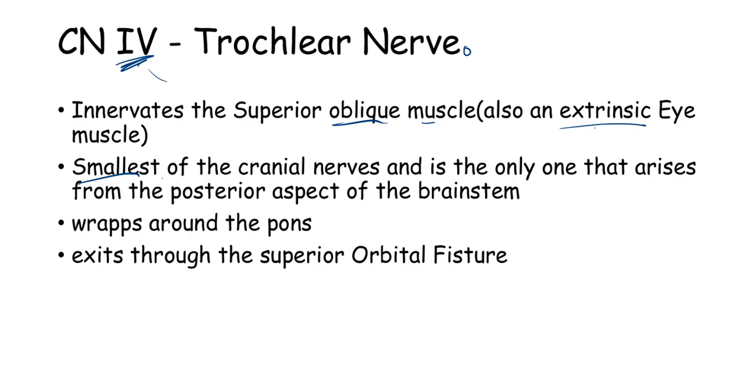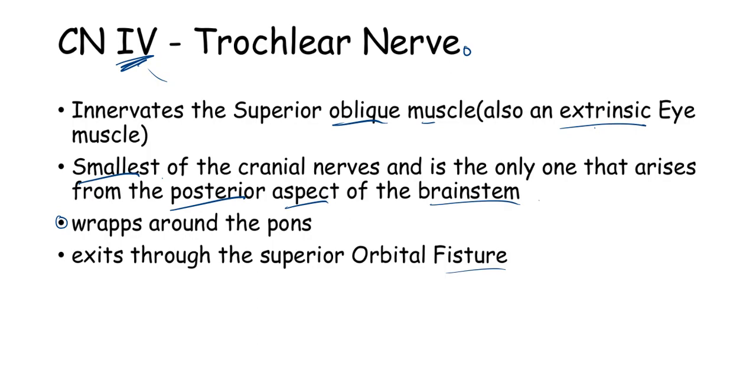So it wraps around the pons, and then it exits from the posterior aspect of the brainstem. This is the only one that is going to exit from the posterior aspect of the brainstem, and it wraps around the pons. So this is something that they can be asked in MCQs as well. So please take note of this. It exits through the superior orbital fissure. Okay, that's just an area which it exits from.